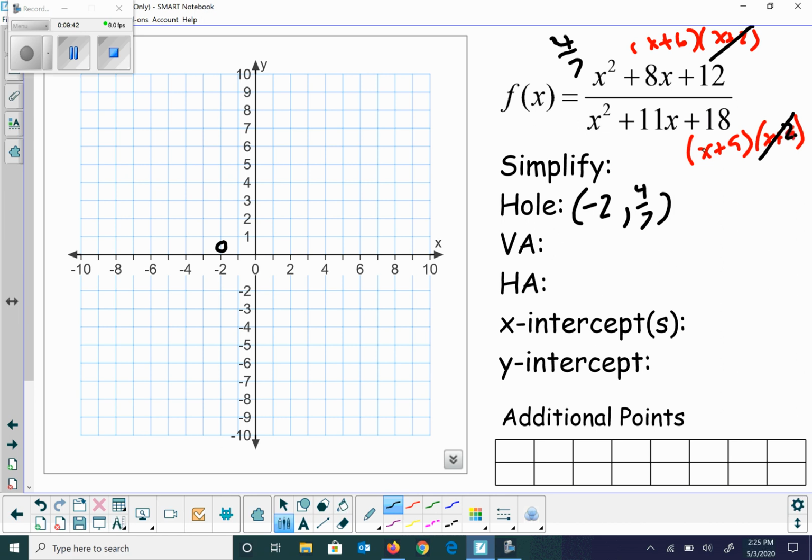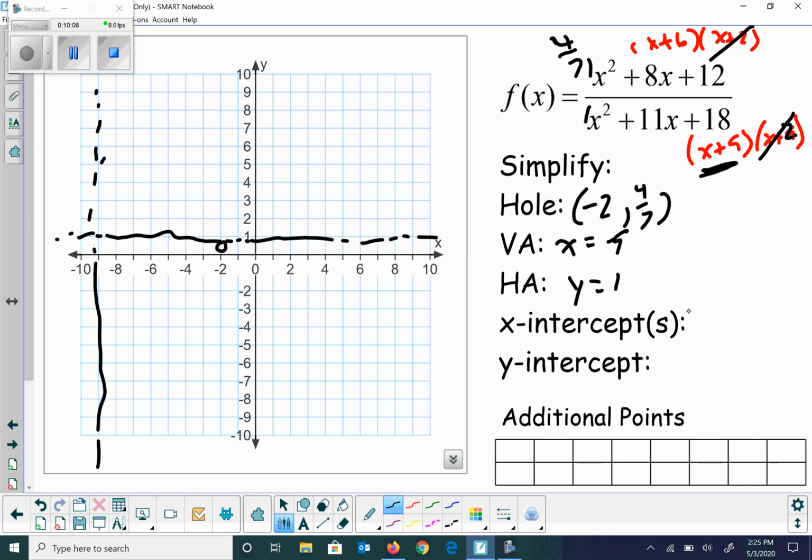Vertical asymptote, we're going to get this one right, maybe. So it's going to be at x equals -9. So it's way over here. Horizontal asymptote, the degree on top, degree on bottom are the same, so the lead coefficients are 1 over 1, so y equals 1.